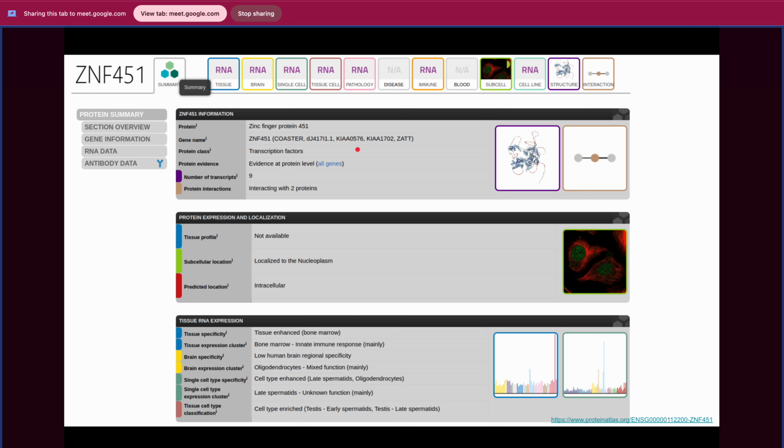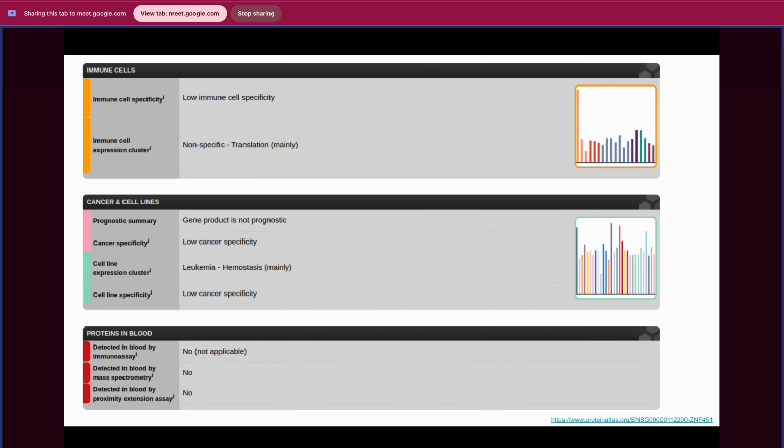And if you want to get into more details, then you can explore these sections one by one. So this is about how you can identify one particular gene in this Human Protein Atlas and what information you can explore from Human Protein Atlas. And similarly, if you scroll down, then there are other sections also, such as immune cell, cancer cell lines, whether this gene is expressed in cancer or not. So all this information will be present.